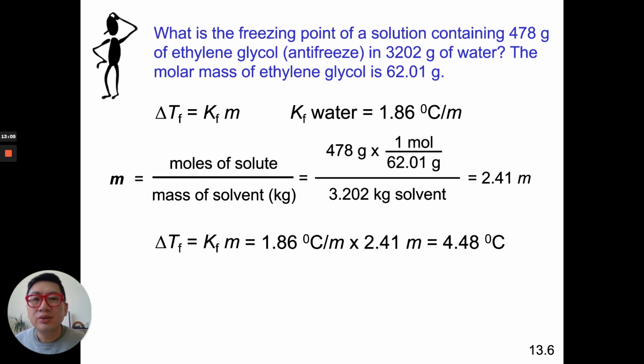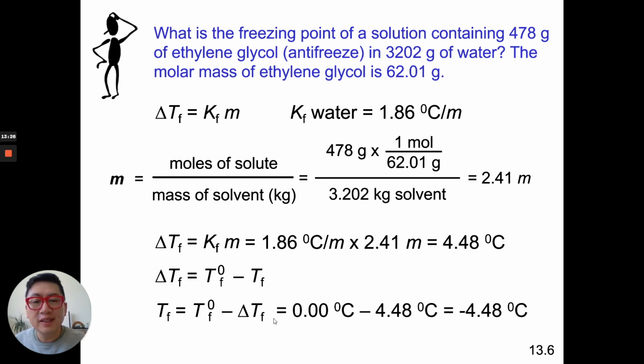What is the normal freezing temperature of water? Well, you should know that water freezes at 0 degrees Celsius. It is on the table, but you should know it. If it normally freezes at 0, but it goes down by 4.48, the freezing temperature will be negative 4.48. Right, freezing temperature always goes down, boiling temperature always goes up.